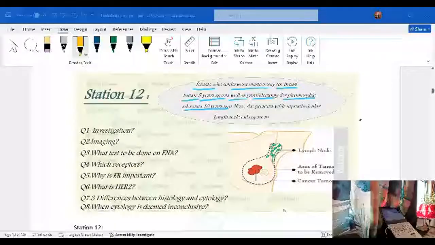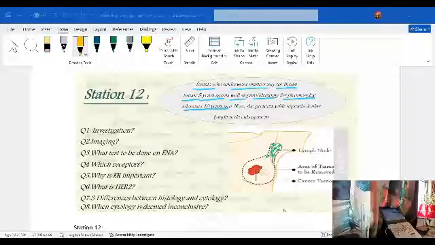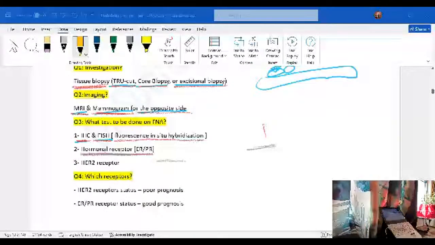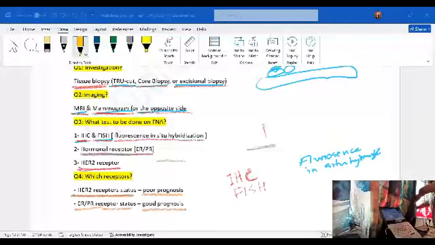A female who underwent mastectomy for a breast tumor 5 years ago, as well as parotidectomy for pleomorphic adenoma 10 years ago, now presented with supraclavicular lymph node enlargement. So what investigation will we do? We will do a tissue biopsy, either true cut, core biopsy, or excisional biopsy. For imaging, we will do MRI and mammogram for the opposite side.